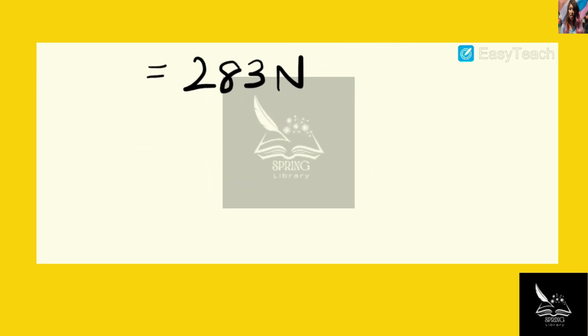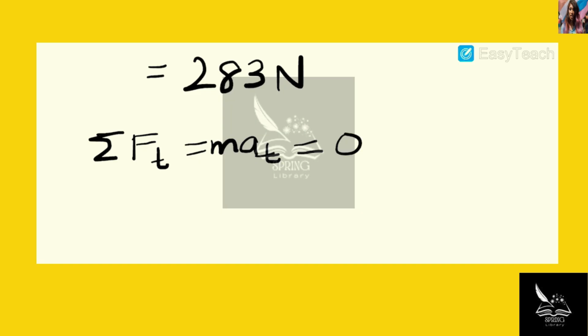Next, we can solve for the tangential force. So we know that the net tangential force is equal to m a_t, but we know that the tangential force is 0 because the ride is going at a constant angular velocity. Therefore, tangential force is equal to 0.